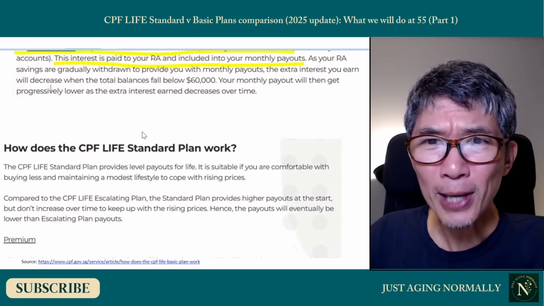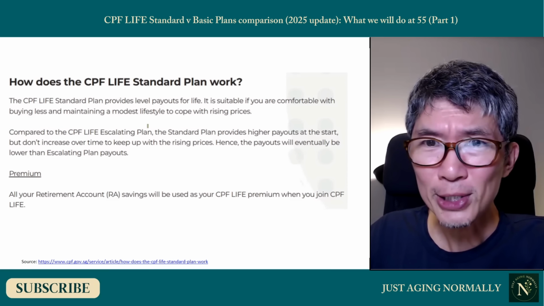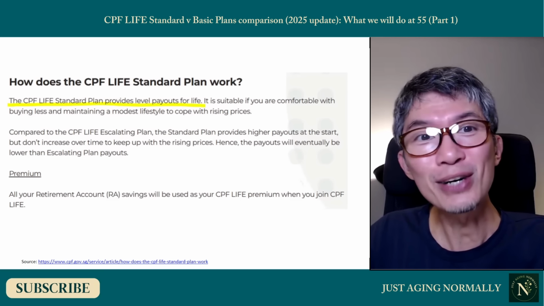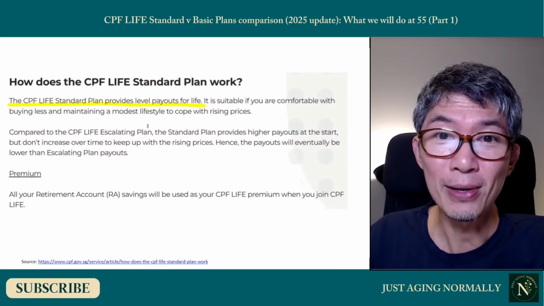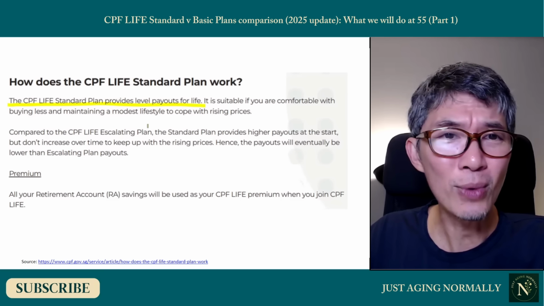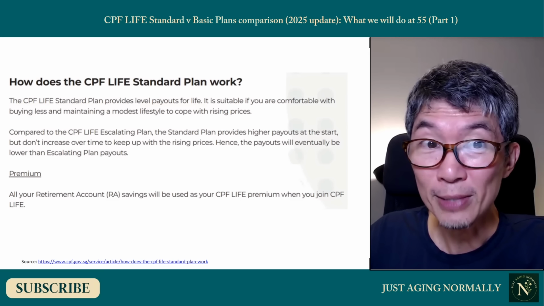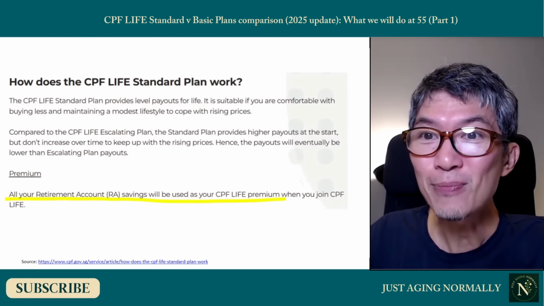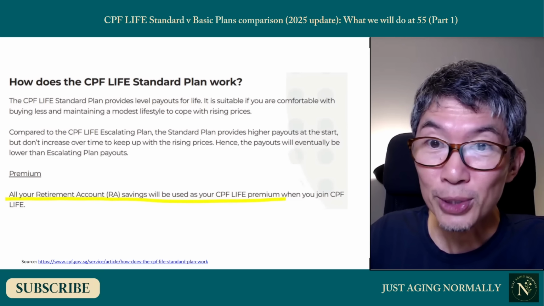Let's now take a look at CPF Life Standard. CPF website says, the standard plan gives you a level payout for life. I think most people already know this. And yes, the payout will generally be higher than the basic plan. The next line on the website says, all RA savings will be used for the CPF Life Premium, which basically means that once CPF Life begins, for the standard plan, your RA savings drop to zero.